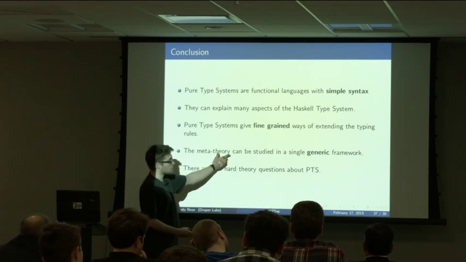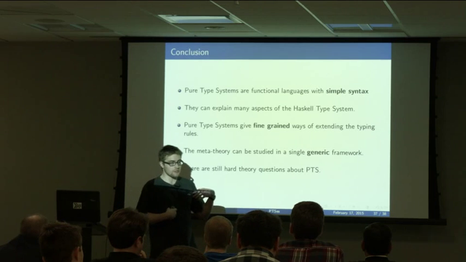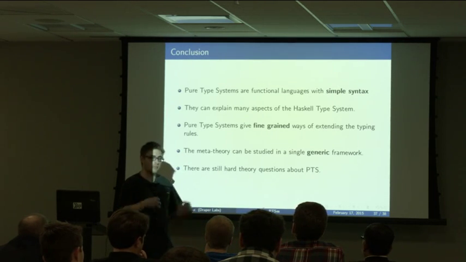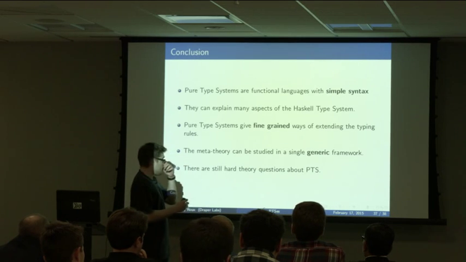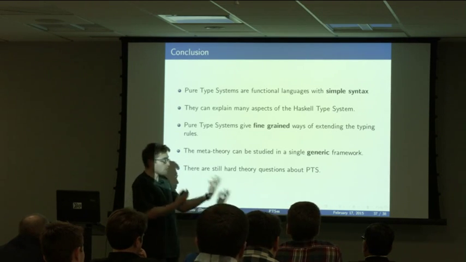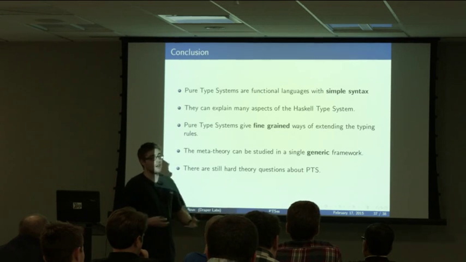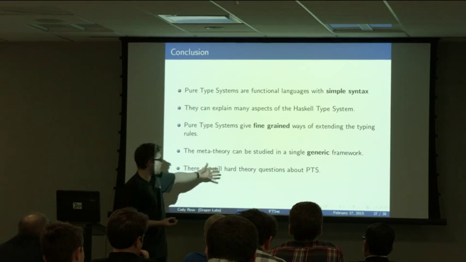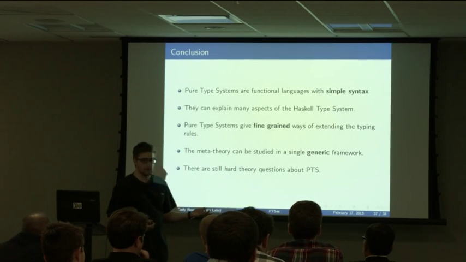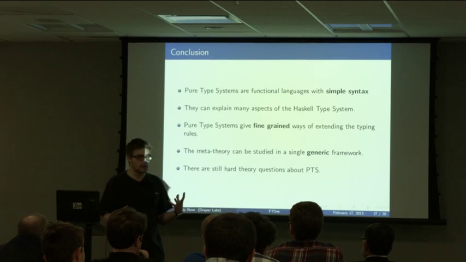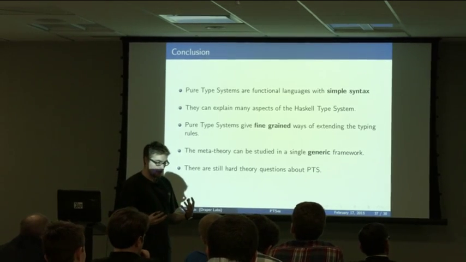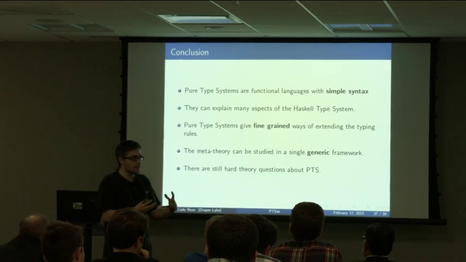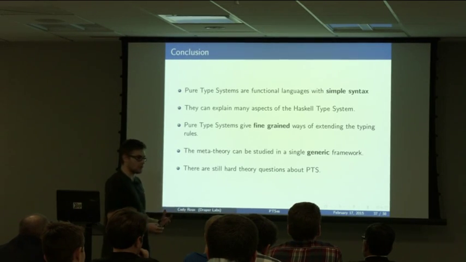And of course, one thing that's nice is that, for example, you can prove subject reduction, type preservation, once and for all for pure type systems. And you can prove a bunch of other generic things that you're not going to have to prove again. And that, for a mathematician, is quite nice. But there are still some very hard questions about pure type systems. Because they're so flexible, because they have all this power, it turns out to be a very interesting object to study, and there are some pretty elementary questions that haven't been answered.